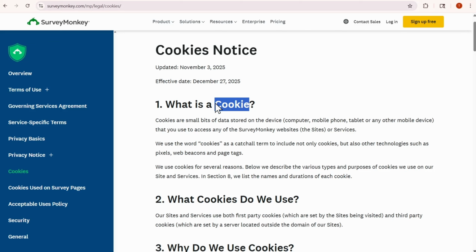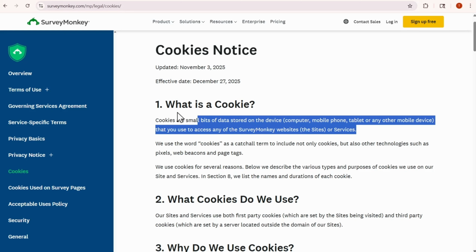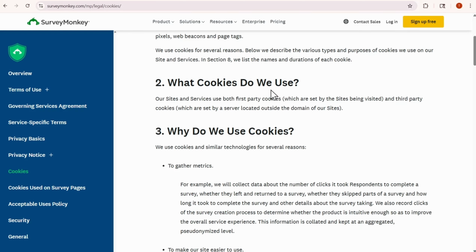I mean, he works in the tech space, but most consumers don't work in the tech space, and most consumers are not privacy lawyers. So most consumers of the website are not going to know what a cookie is, which is why it's very important to explain what it is for your audience. What cookies do we use? Our sites and services use both first-party cookies, again, we've got another definition, and third-party cookies, which are set by a server located outside the domain.